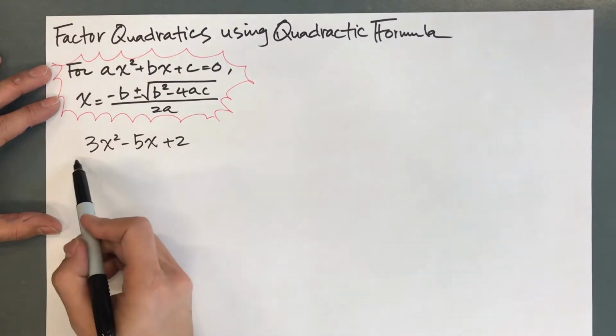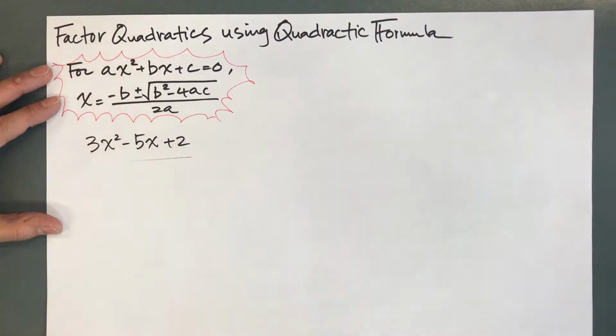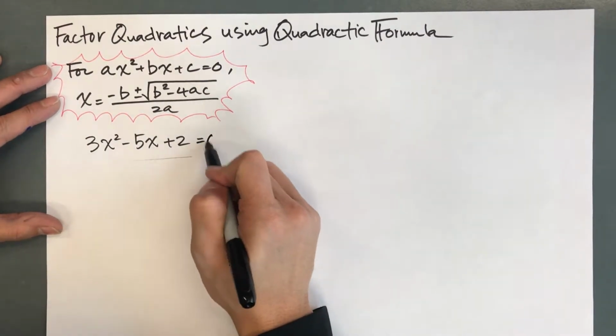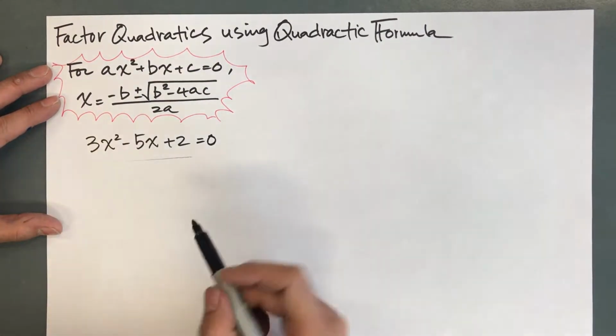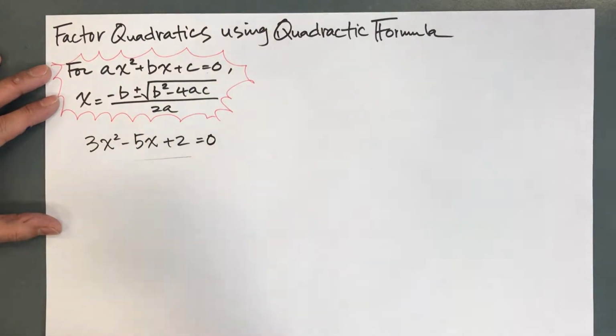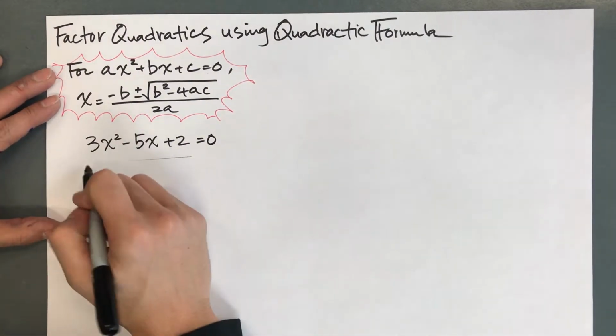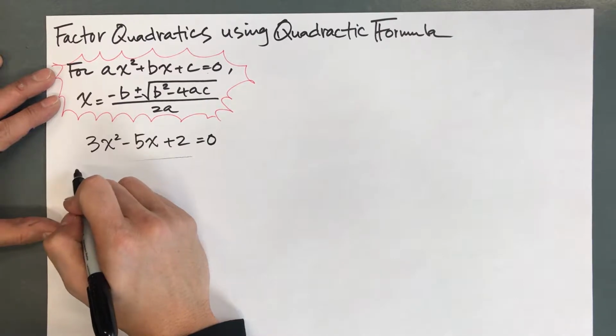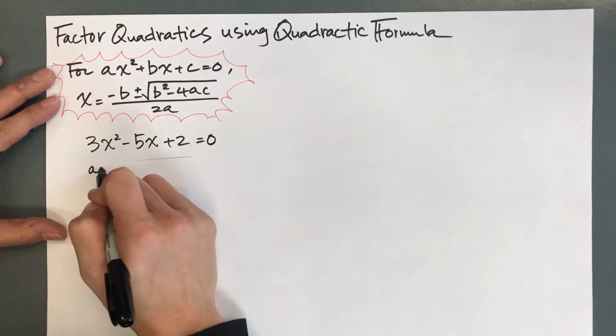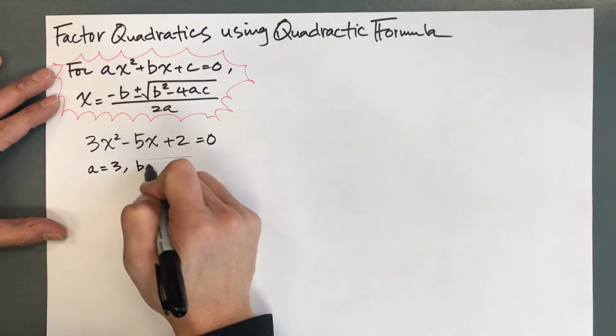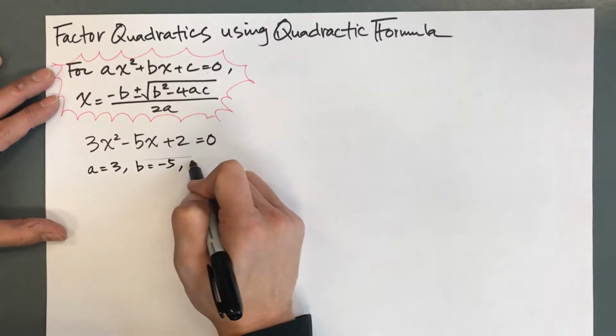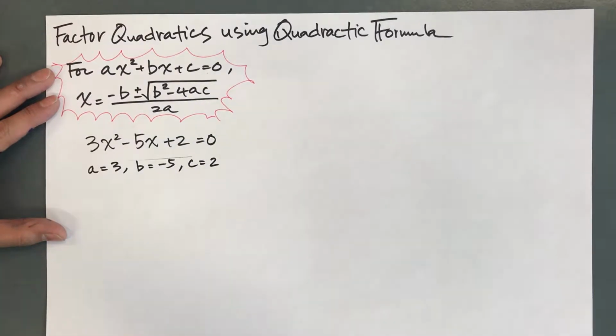So first of all, this quadratic expression has to be an equation in order for us to use the quadratic formula, because we have equals 0 for this, right? Now let's identify a, b, and c. That's the first step. A is 3, b is negative 5, c is 2.